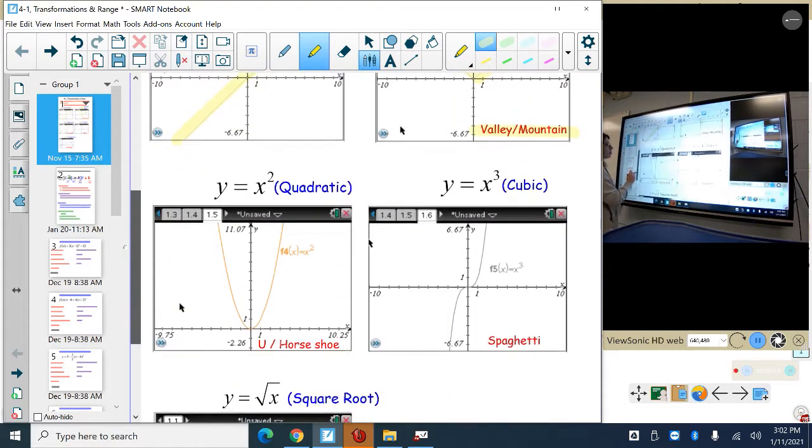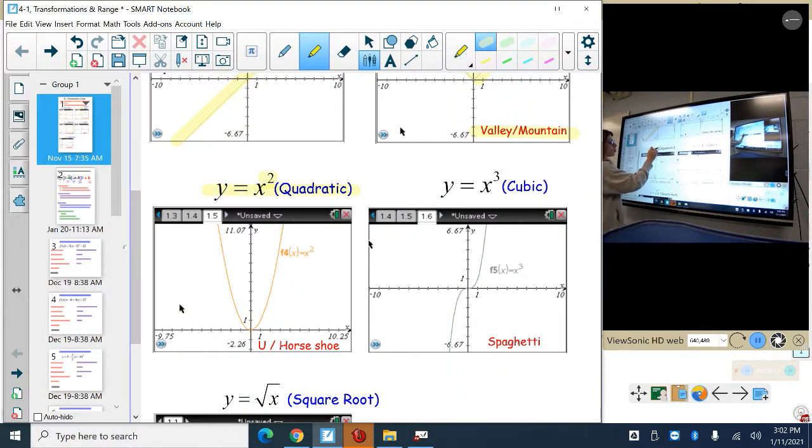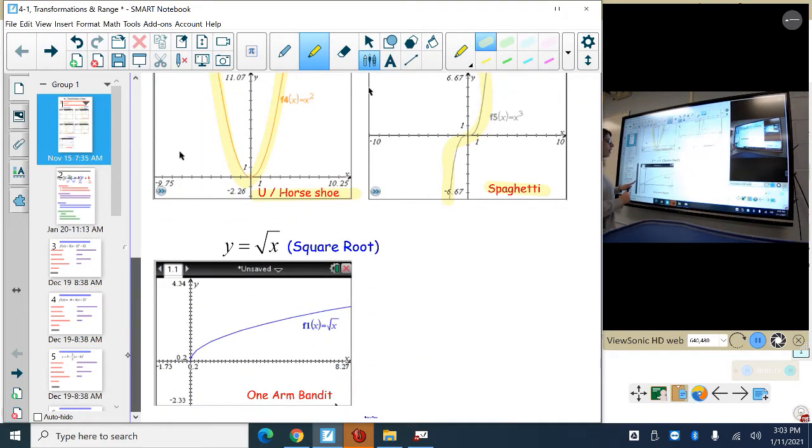The next parent function is going to be x squared, which is a quadratic. A quadratic is the shape of a U or a horseshoe. Then we have y equals x cubed, which is our cubic function, and I call this your spaghetti function. Why? Because it literally looks like a piece of spaghetti thrown up against the wall, okay? And our last one is going to be the one-armed bandit, which is our square root, and that is basically where we just have a parabola turned on its side on one arm of it, okay?